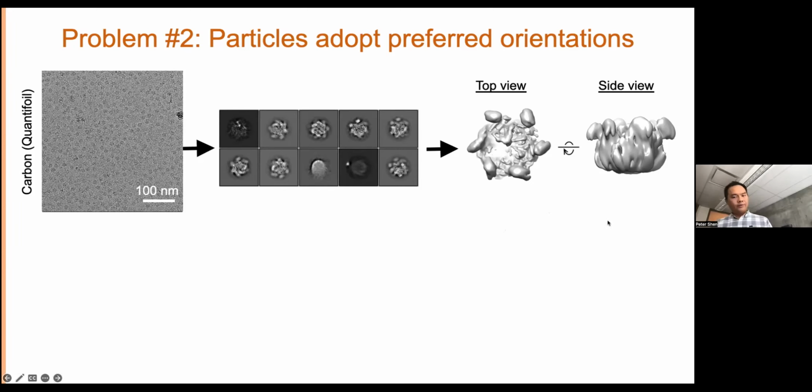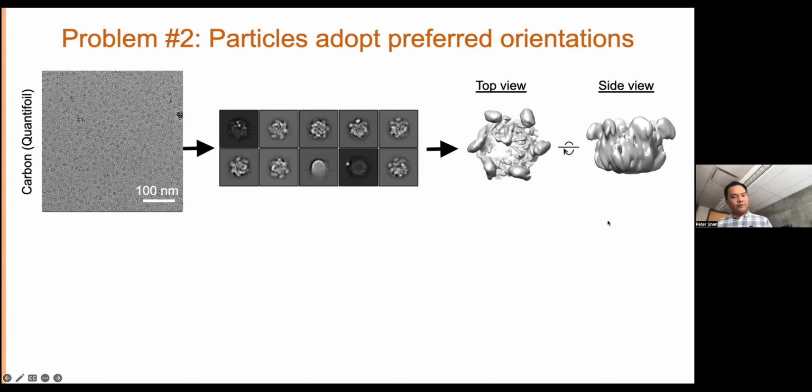But it was also around this time that gold grids were becoming popular and also more accessible. You could just buy them from the company. So for reasons that are still unknown to me, using gold grids was enough to give us just enough side views to help us achieve an overall resolution of 3.7 angstroms of this particular complex. Thankfully, in this case, the solution turned out to be very straightforward. We only needed to switch the type of grid that we were using.